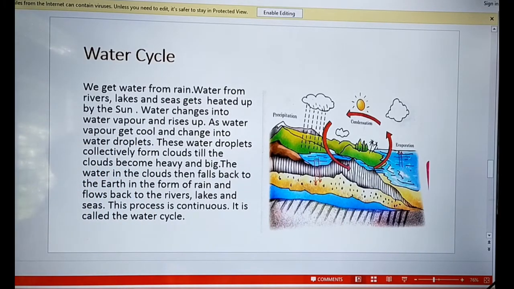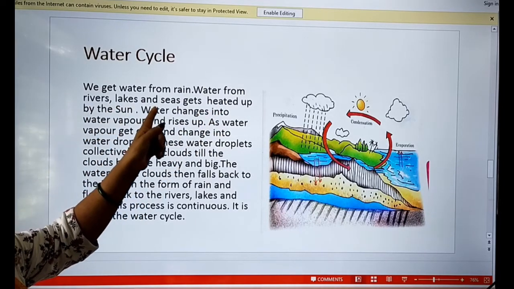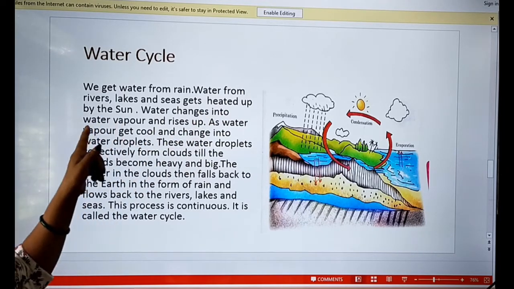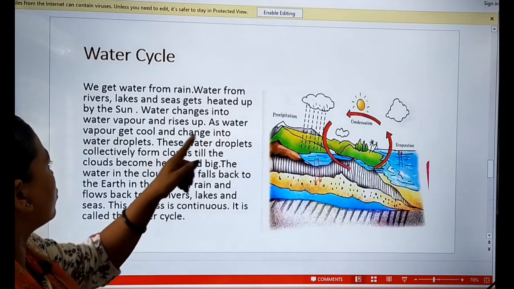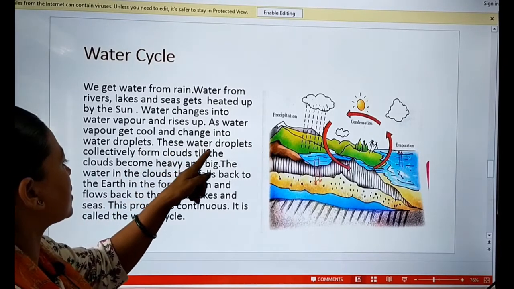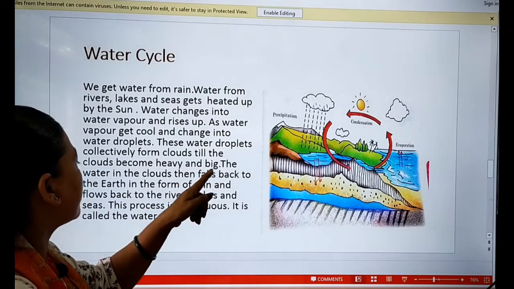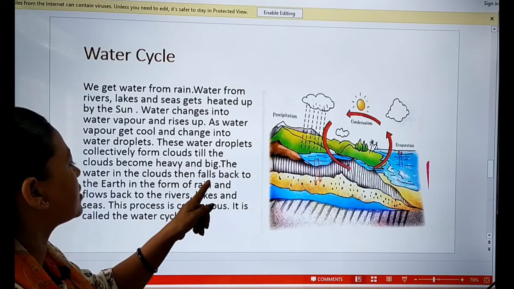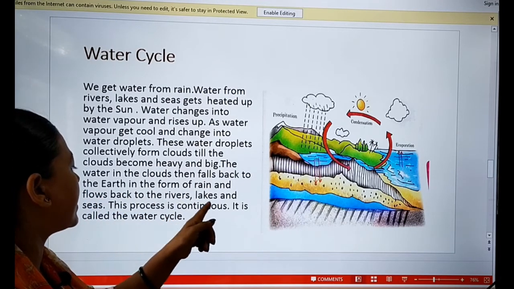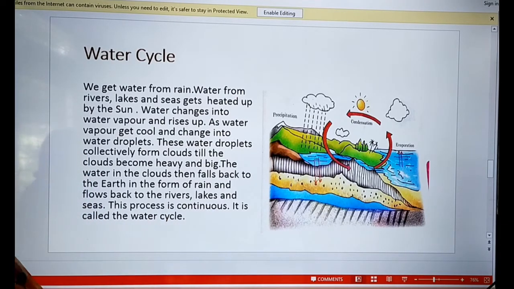Next one is the water cycle. We get water from rain. Water from rivers, lakes and seas gets heated up by the sun. Water changes into water vapor and rises up. As water vapor gets cool and changes into water droplets, these water droplets collectively form clouds. Till the clouds become heavy and big, the water in the clouds then falls back to the earth in the form of rain and flows back to the rivers, lakes and seas. This process is continuous. This is called the water cycle.